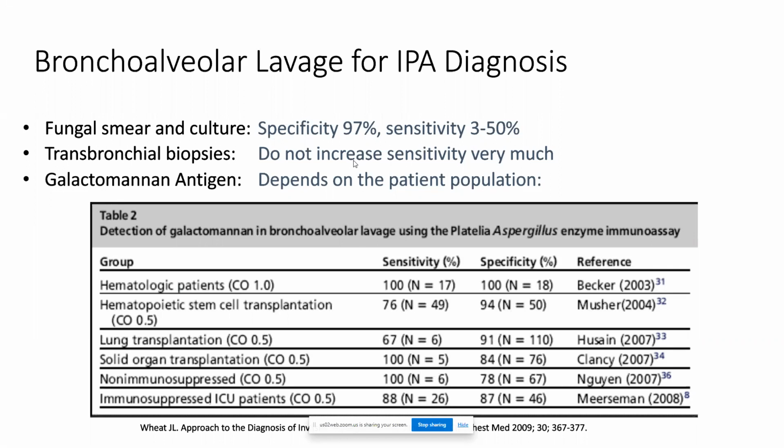So there's a bunch of published series on sensitivity of the galactomannan in various groups, and you can see these populations here in various sensitivities and specificities. This is getting better and better. So this is why current guidelines are if you suspect it, definitely measure it in the blood. And if you've got a BAL sample, check it there too. And if it's positive in the right clinical context, it's probably real.